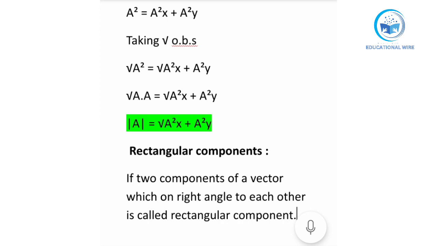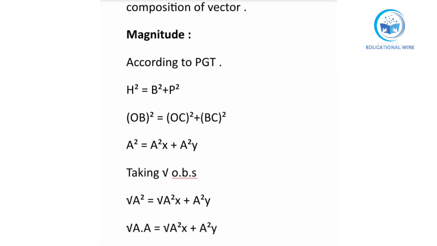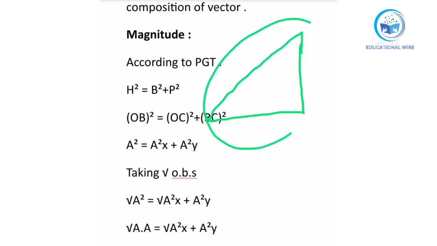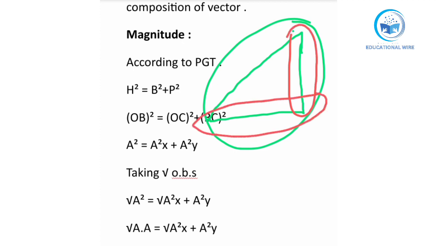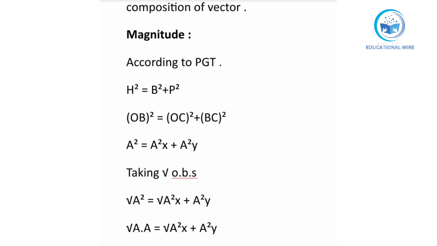How should we derive this, how is it possible? As they said, two components of a vector which are at right angle, one component and second component, make a right angle to each other, so this is called the rectangular component. Two components, the perpendicular one and the base one, make a right angle to each other, so this is called the rectangular component.